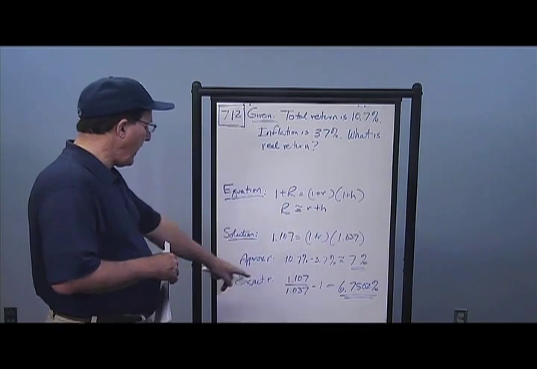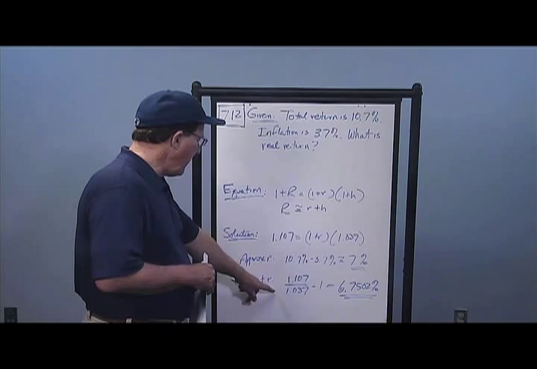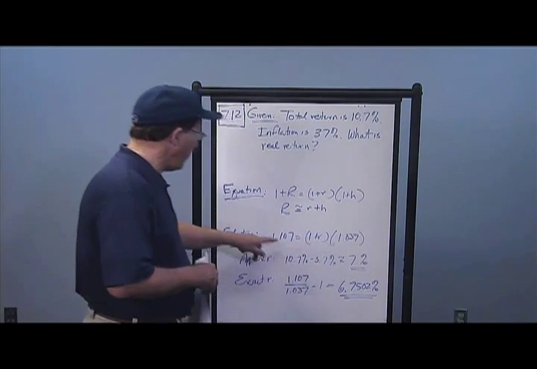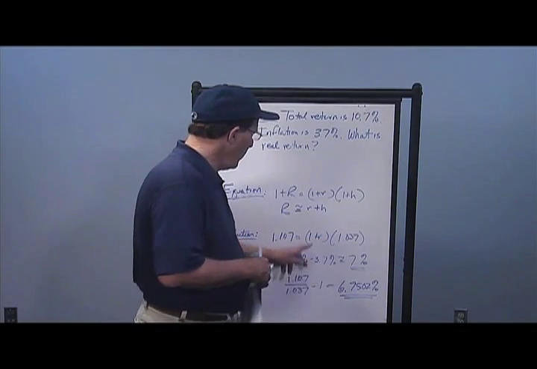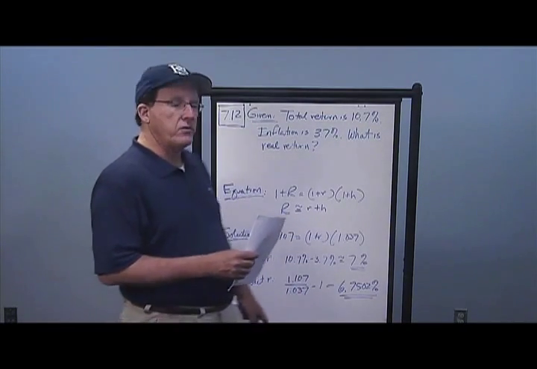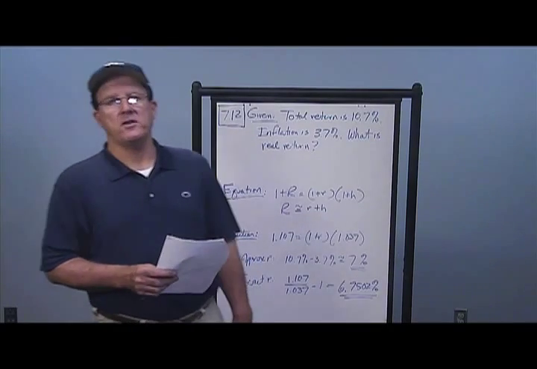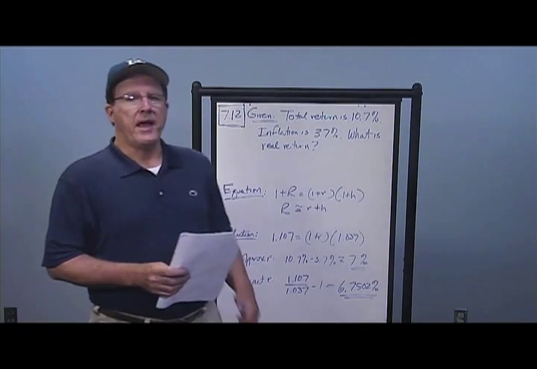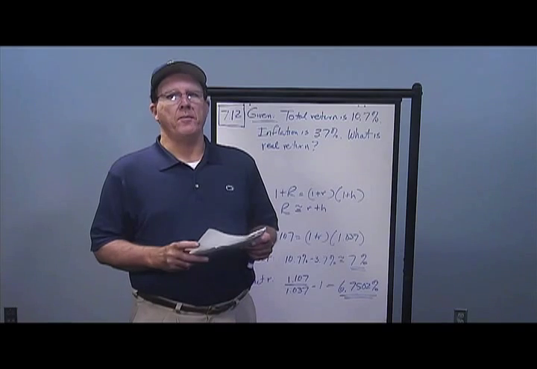So I divide 1.107 by 1.037, bringing this to the other side, and then I subtract 1 to isolate r. I get an exact answer of 6.7502%, which is very close to my approximation of 7%. Not bad, I'll take it. There's your answer to problem number 12.